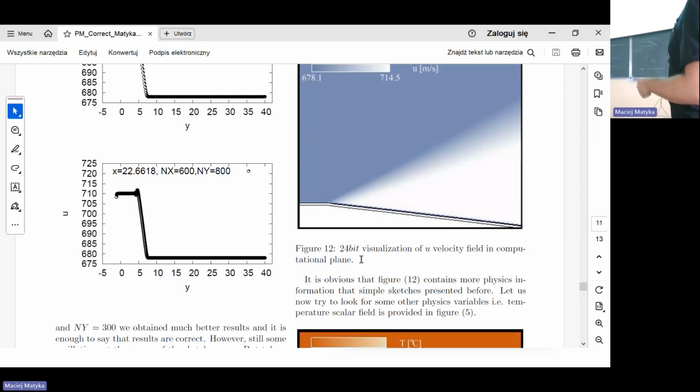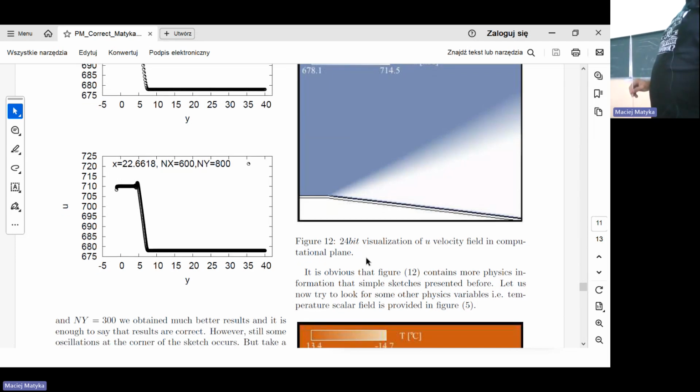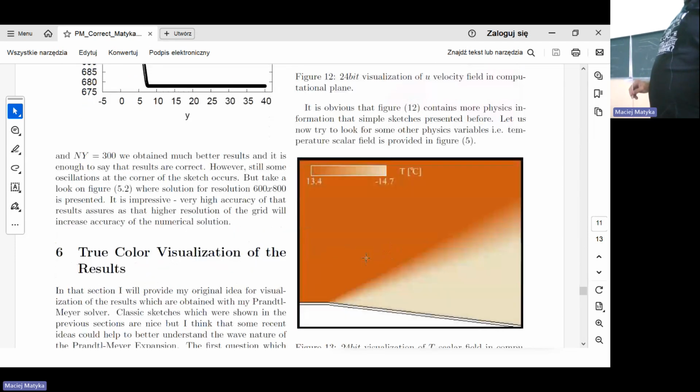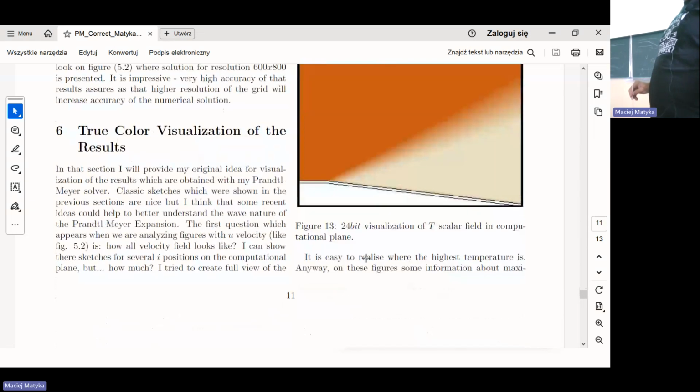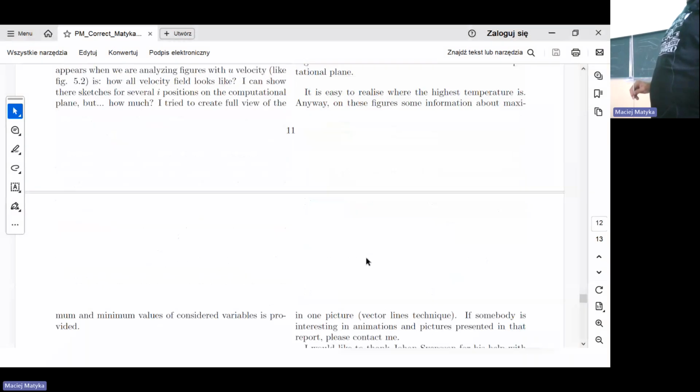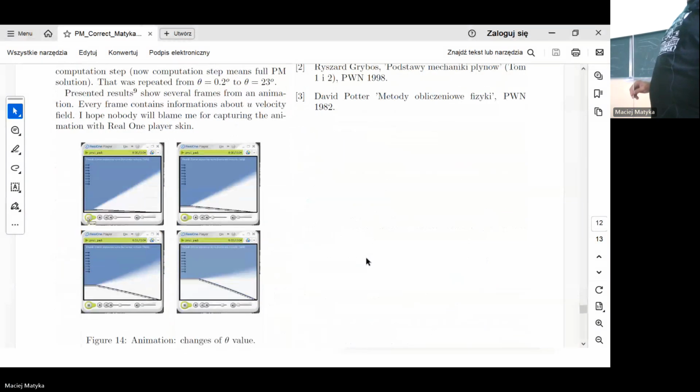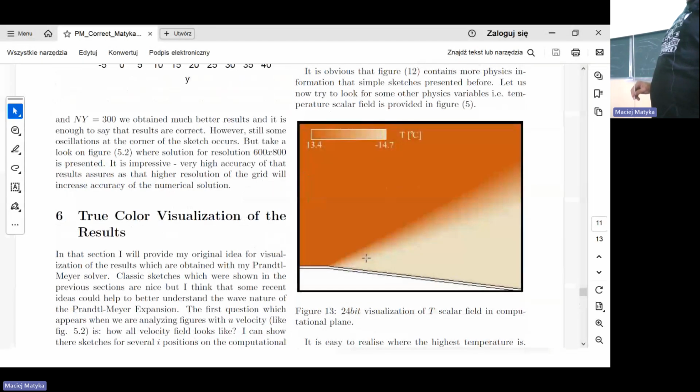Yeah, the white area is because the velocity is much higher here, so it's a situation like this. There is also a temperature field. I did some temperature transport and so on. It's a scalar field T.